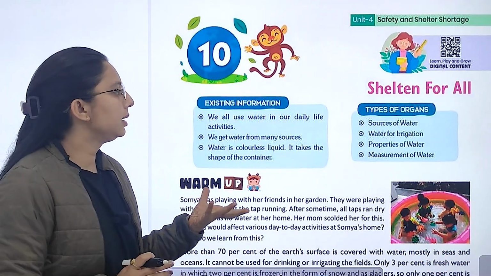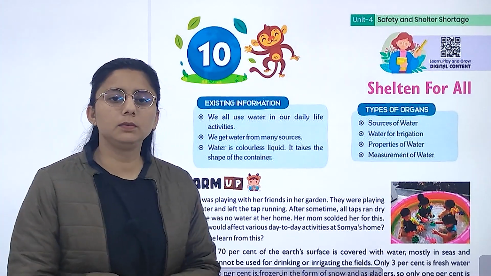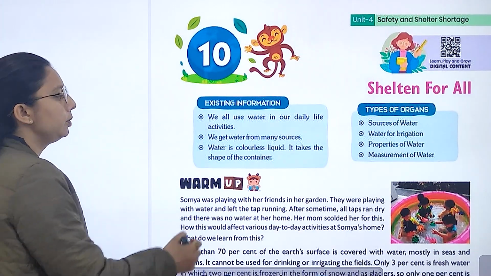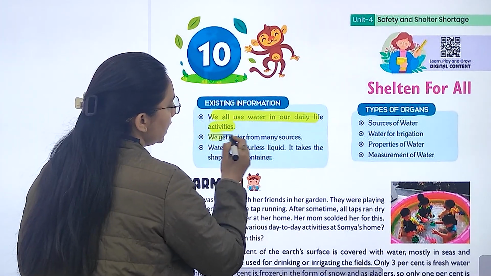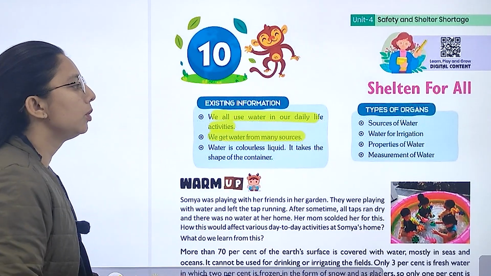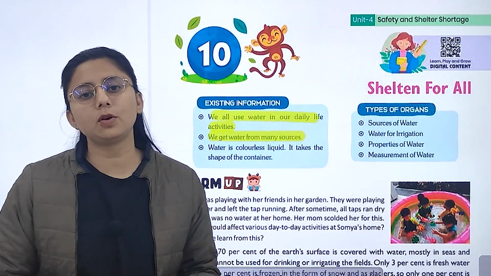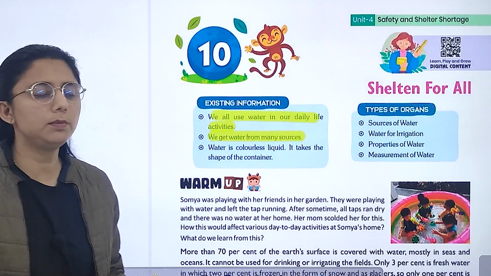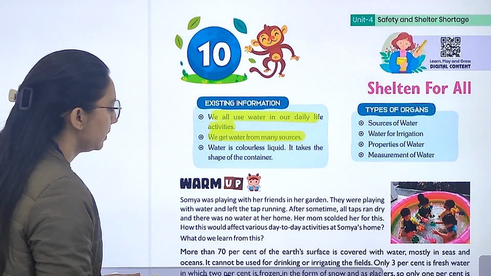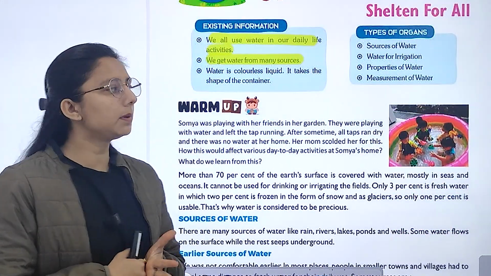Chapter number 10, shelter for all. Like we all use water in our daily activities. We get water from many sources. So in this chapter, we will study about sources of water, water for irrigation, properties of water and measurement of water. Now let's start with the chapter.